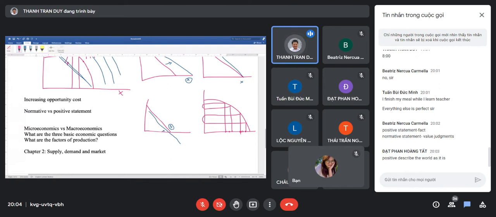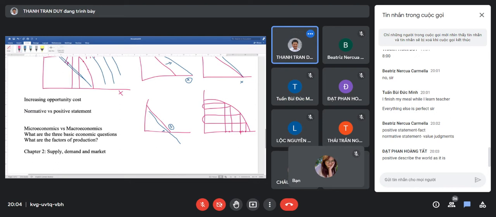Okay. So the theory question may be like this: you can look at the quiz questions that ask you about positive and normative, and even in the lectures, we also have some questions like this, right?